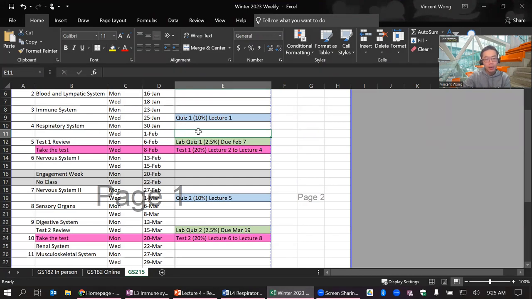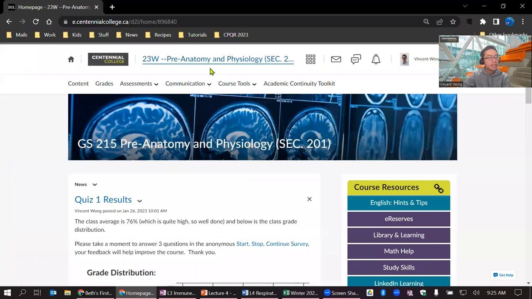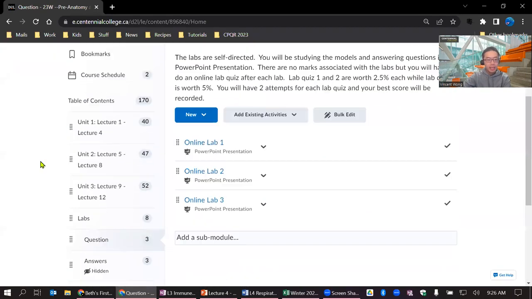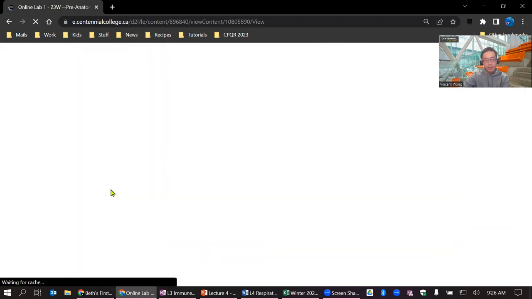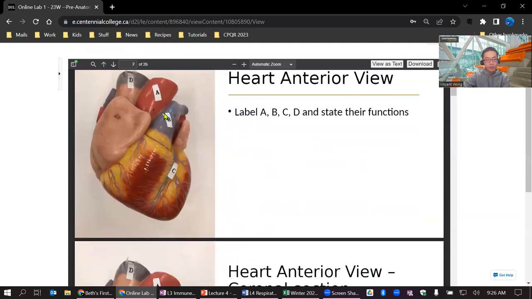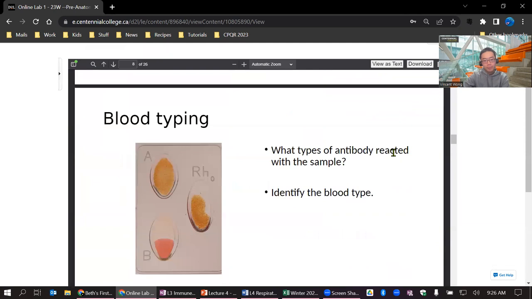So next class, we'll finish lecture four, and then we will take up the lab. So let's spend a moment and talk about the lab first. If you go to your eCentennial page and go to content, I'll post an announcement afterwards as well. But if you go to content and click on lab, there are the three labs. So what you need to do between now and Wednesday is to download this. You don't have to print it out. You can just download the PowerPoint slides and answer all these questions, right? So label A, B, C, D, and state their function. So work through all of them, and we will take it up on Wednesday after we finish lecture four. You don't have to hand this in, okay? This is just for you to do.